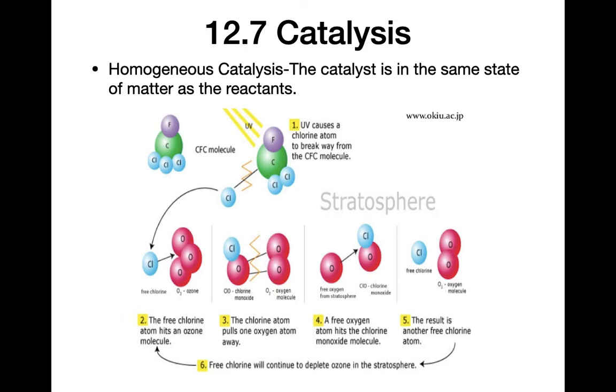So this free chlorine, notice on the right in step 5, it's back to being a chlorine atom. It could do the reaction again. It's a catalyst. But the chlorine atom is a gas. The ozone's a gas, so we call it homogeneous catalysis.